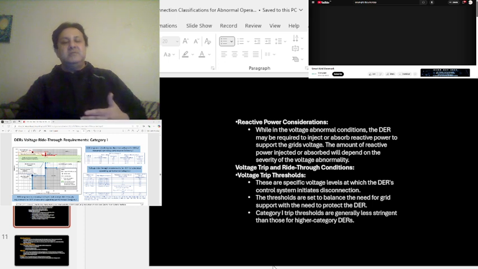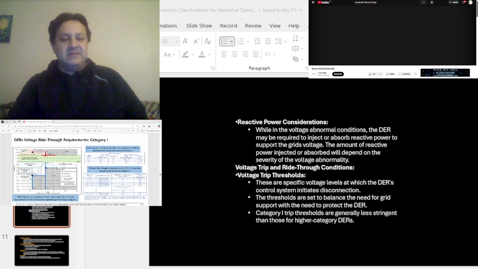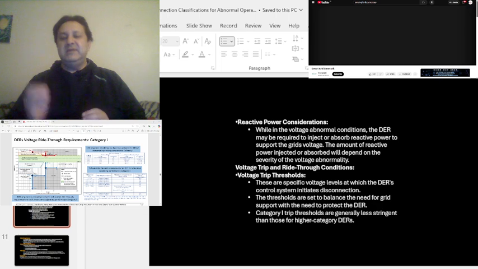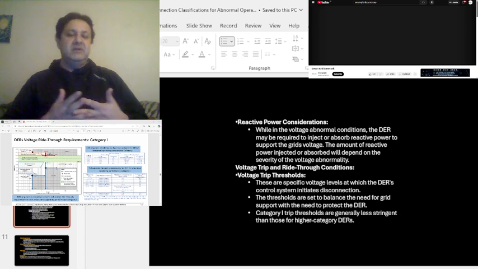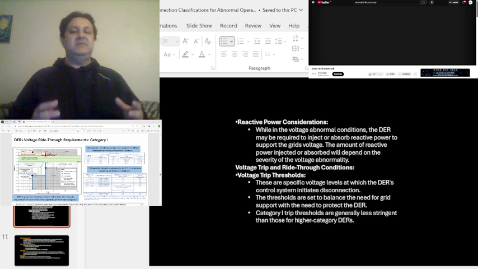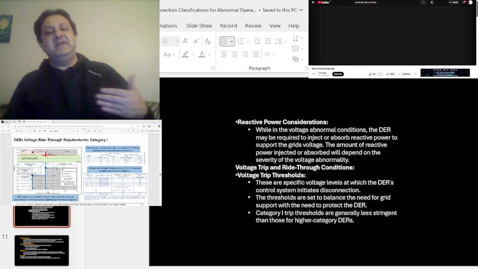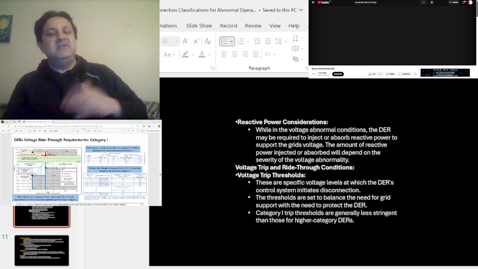Now, we will also talk about the reactive power consideration. Here I would like to discuss that while in voltage abnormal condition, the DER may be required to inject or absorb reactive power to support the grid voltage, because sometimes we need the reactive power, or we have to drop it. So the amount of reactive power injected or absorbed will depend on the severity of the voltage abnormality. Whatever the abnormality is, it will be injected or absorbed accordingly.